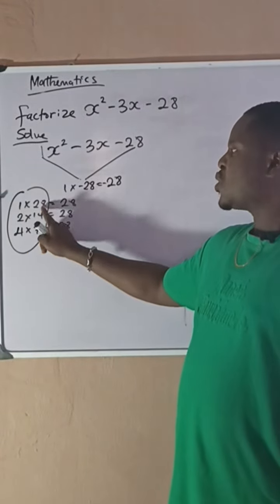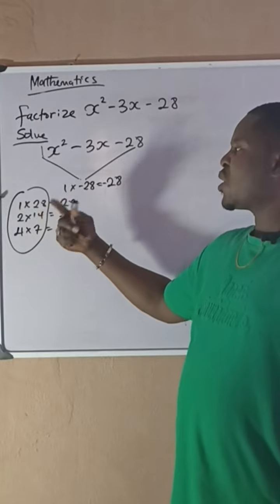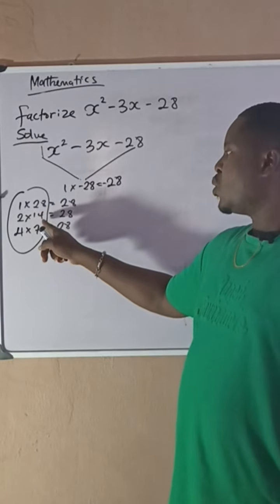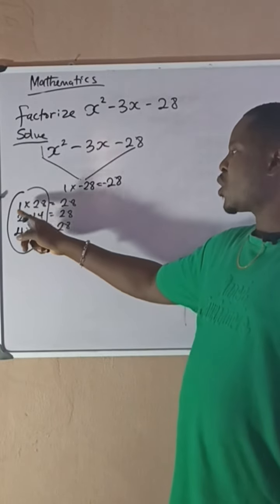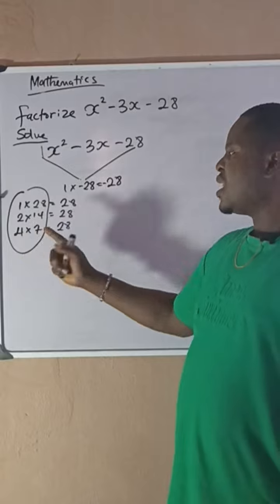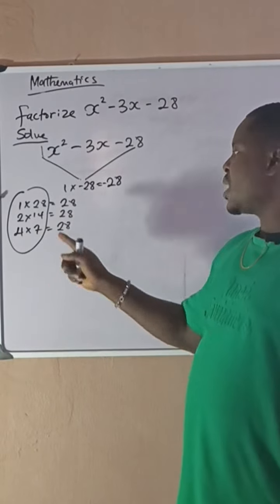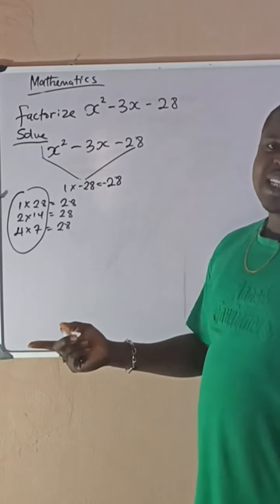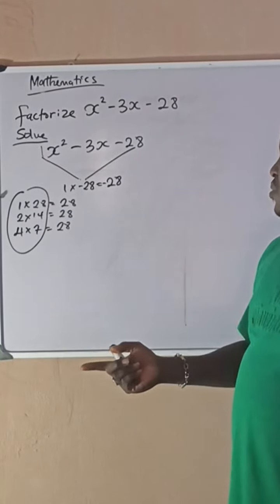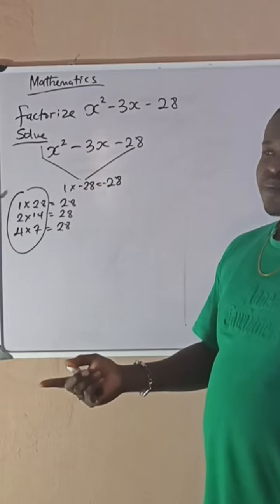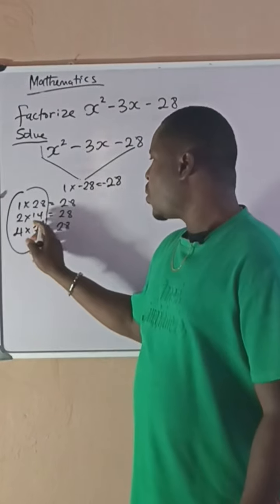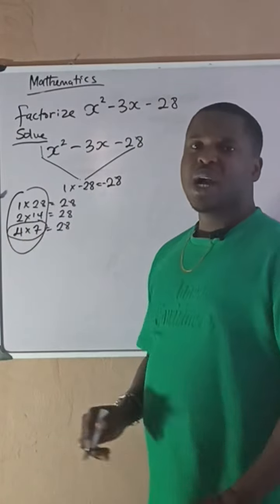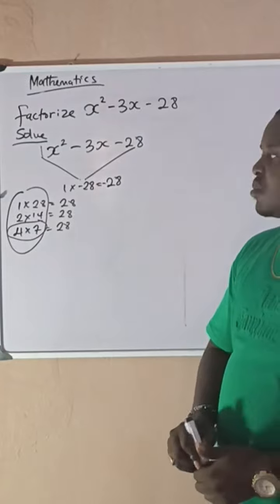So now, which of these factors can add or subtract to give us 3? If you add these two, you are going to get 29. If you subtract, you are going to get 27. If you add these two, you're going to get 16. If you subtract, you're going to get 12. If you add these two, you're going to get 11. If you subtract them, you can get 3. Good. So now, we know that this particular one can go.